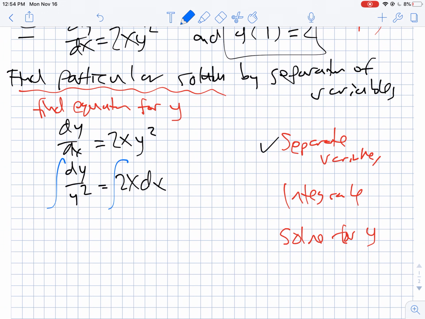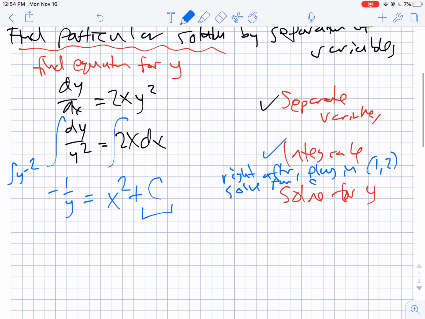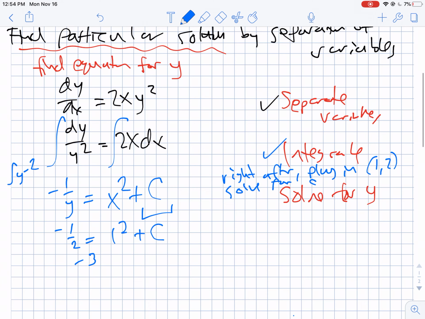Now, check. Here's the new thing I want to remind you to do. You can solve for the plus c at any point in the problem, but this is the easiest possible time to solve for it because it's by itself. So right after you integrate, you're going to plug in that point, that 1, 2, and then solve for c. So negative 1 over 2 equals 1 squared plus c. So subtract the 1, negative 3/2 equals c.